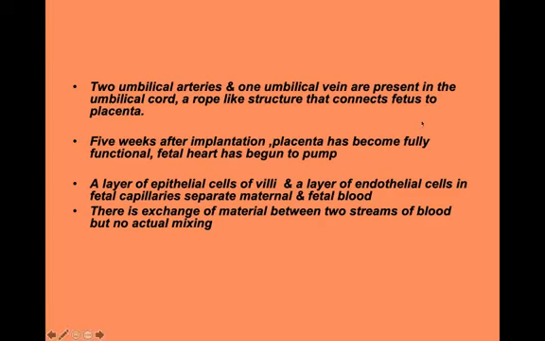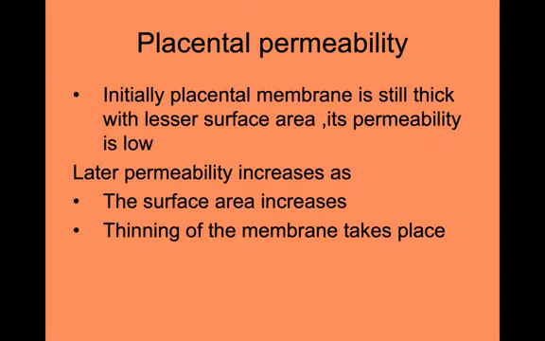So two umbilical arteries and one umbilical vein are present in the umbilical cord. A rope-like structure is formed that connects the fetus to the placenta. A layer of epithelial cells of villi and the layer of endothelial cells in the fetal capillaries separate maternal and fetal blood. There is exchange of material, but there is no actual mixing.